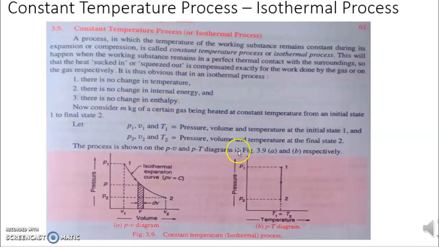Now we are going to derive the equations for constant temperature process. Here PV plot, PT plot. This curve is an isothermal expansion curve. PV equal to constant. At point 1, P1 is the pressure, V1 is the volume. At point 2, P2 is the pressure, V2 is the volume. Similarly here, the pressure temperature plot, it is a vertical line because temperature remains constant.